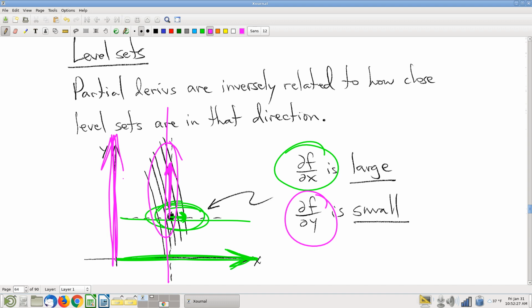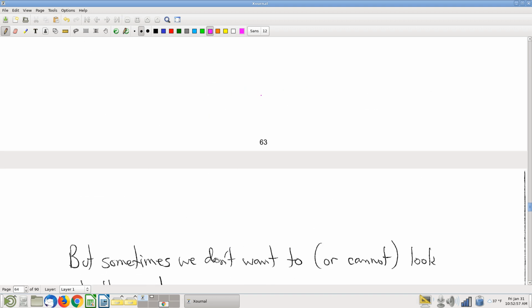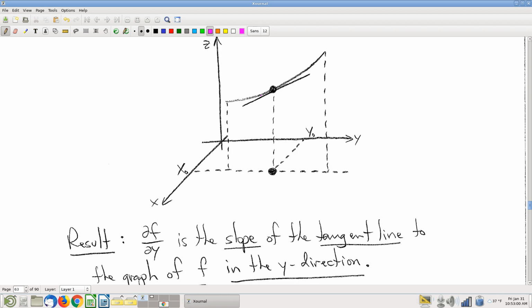So the geometric interpretation that you should take here of partial derivatives is that they are inversely related to how steep the mountain is, or to how fast the function is increasing in that direction. The closer together the lines are, in whichever direction you're looking at, the larger the value of the partial is. So different, let the record show, very different geometric interpretation than this slope of the tangent line business.